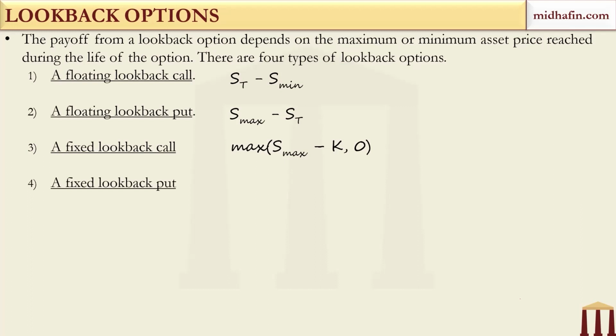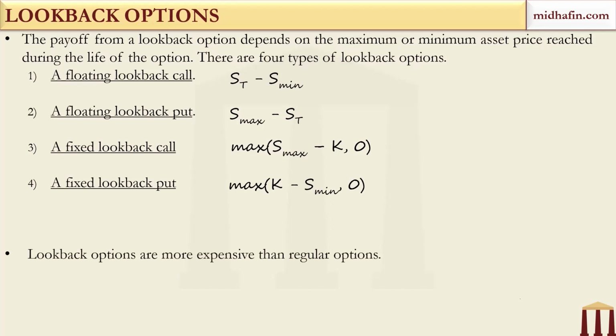Then for a fixed look back put, the payoff is K minus S min, or 0. So the strike price is fixed. Look into the history and find the minimum price that was available. If it is positive, then yes, positive payoff, or otherwise 0. So that's how the payoffs are decided in look back options.